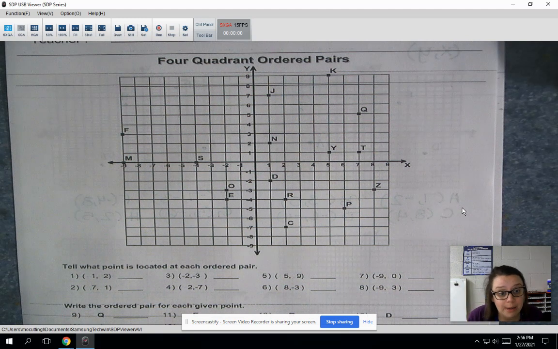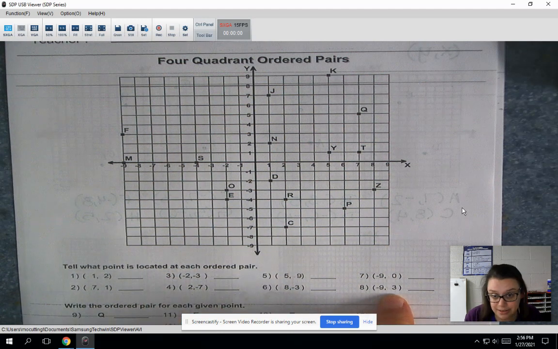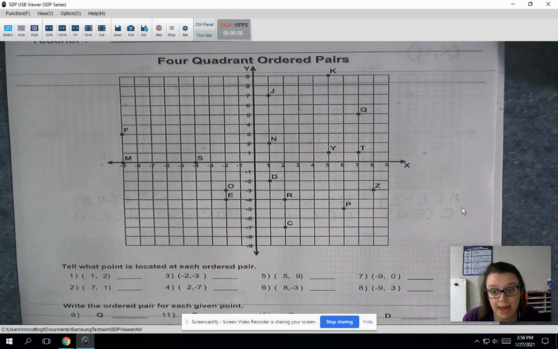Okay, so I'm going to have you pause me to try numbers 1 through 8, and then I will come back and we'll check your work. So pause. I'm doing all of 1 through 8.